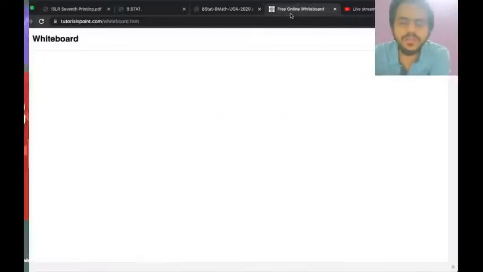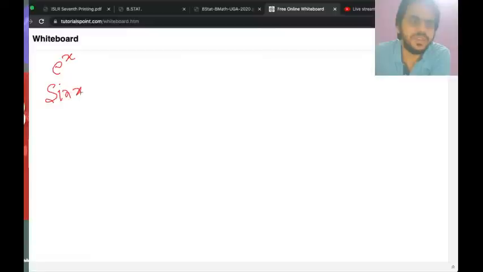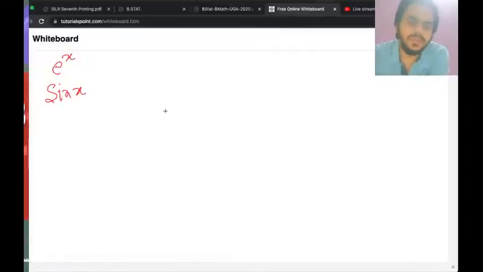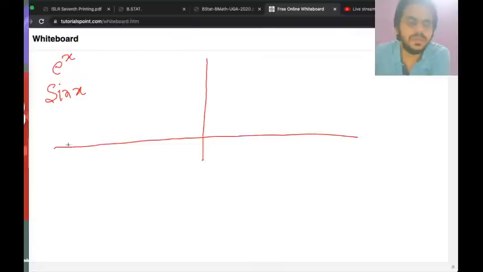Let me write it. I have e^x and I have sin x. I just need to find out where they are intersecting, and the number of real solutions. So think about it: if you draw the graph of e^x, it will be something like this.